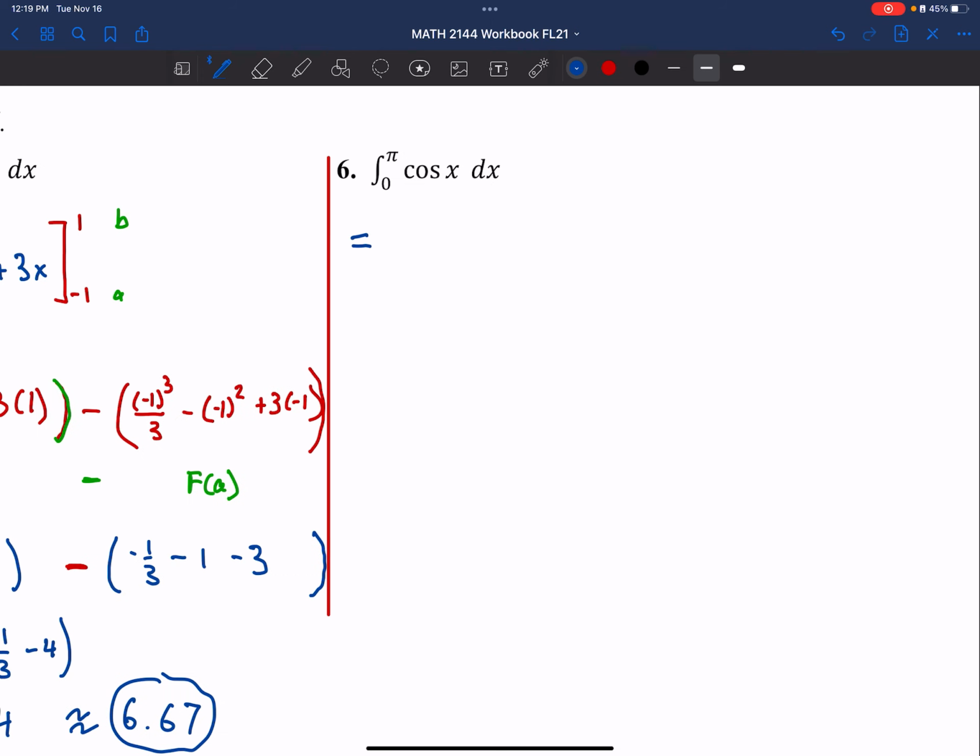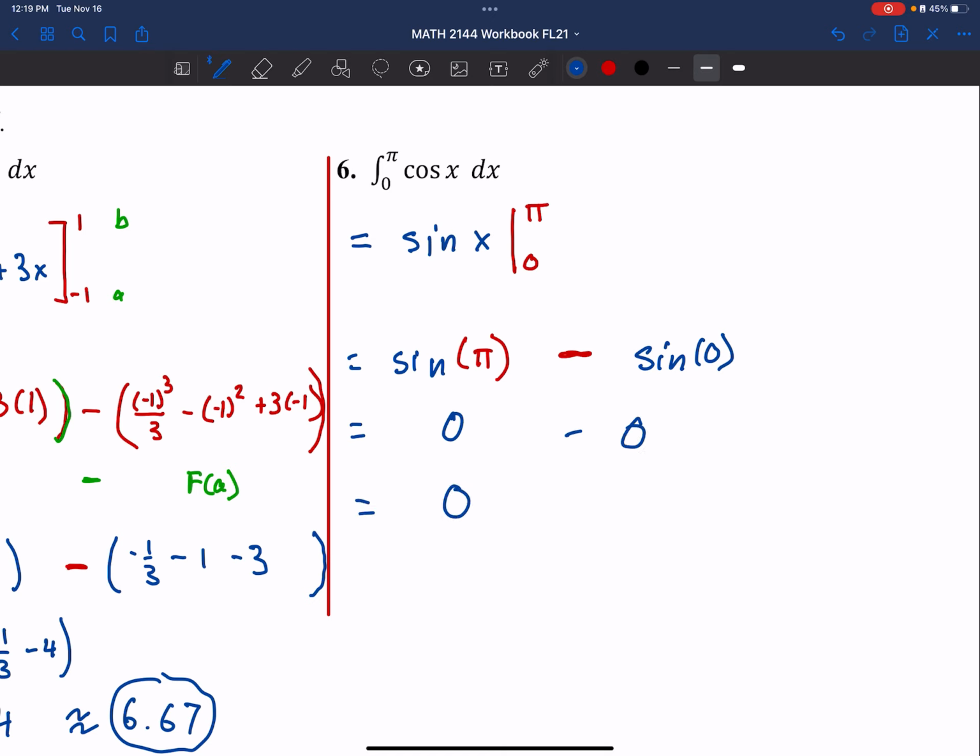So the first thing, you're going to take the antiderivative of cosine, which is, anyone? It is not a negative sign, positive sine. And then you're going to evaluate that at 0 and pi. So you'll just end up with sine of pi minus sine of 0, which is going to be 0 minus 0, which is 0.